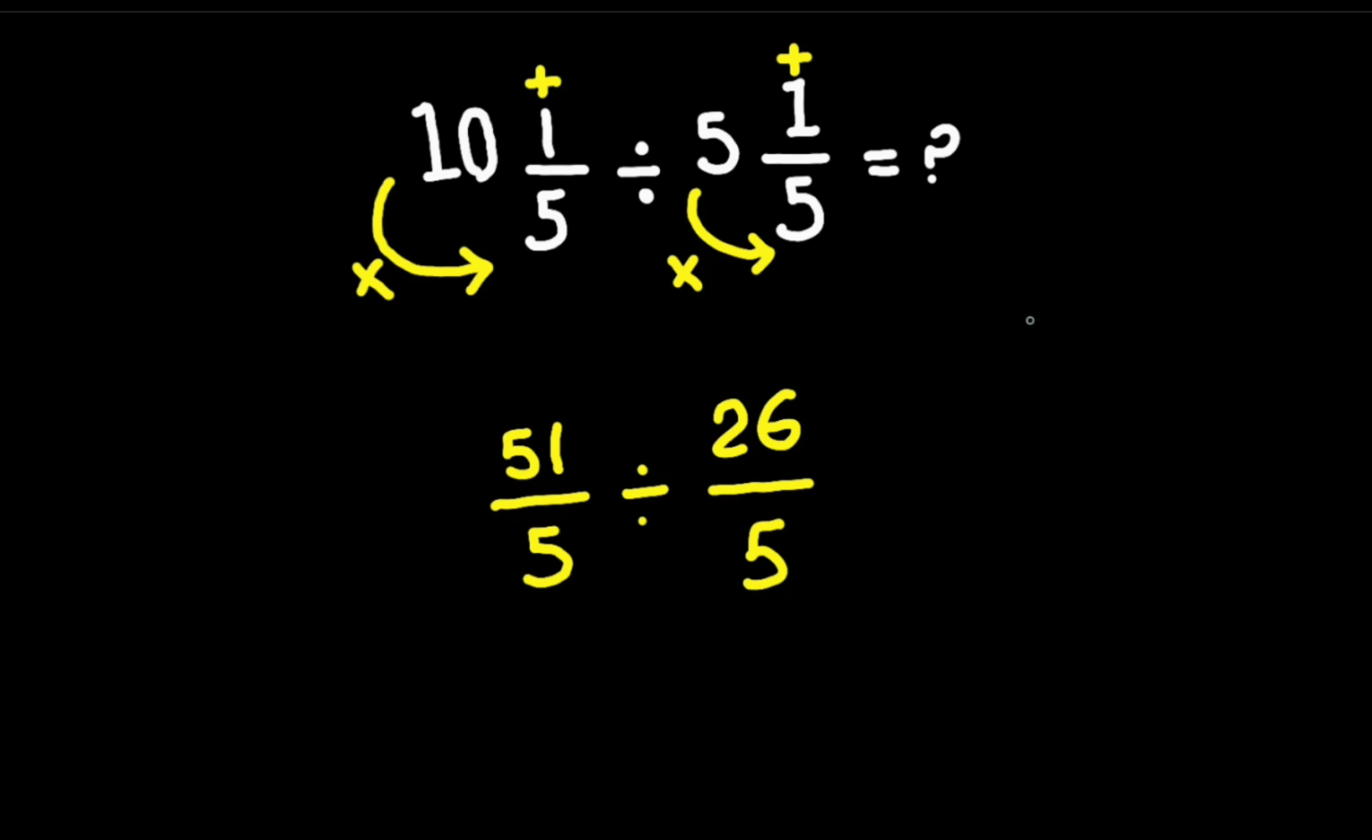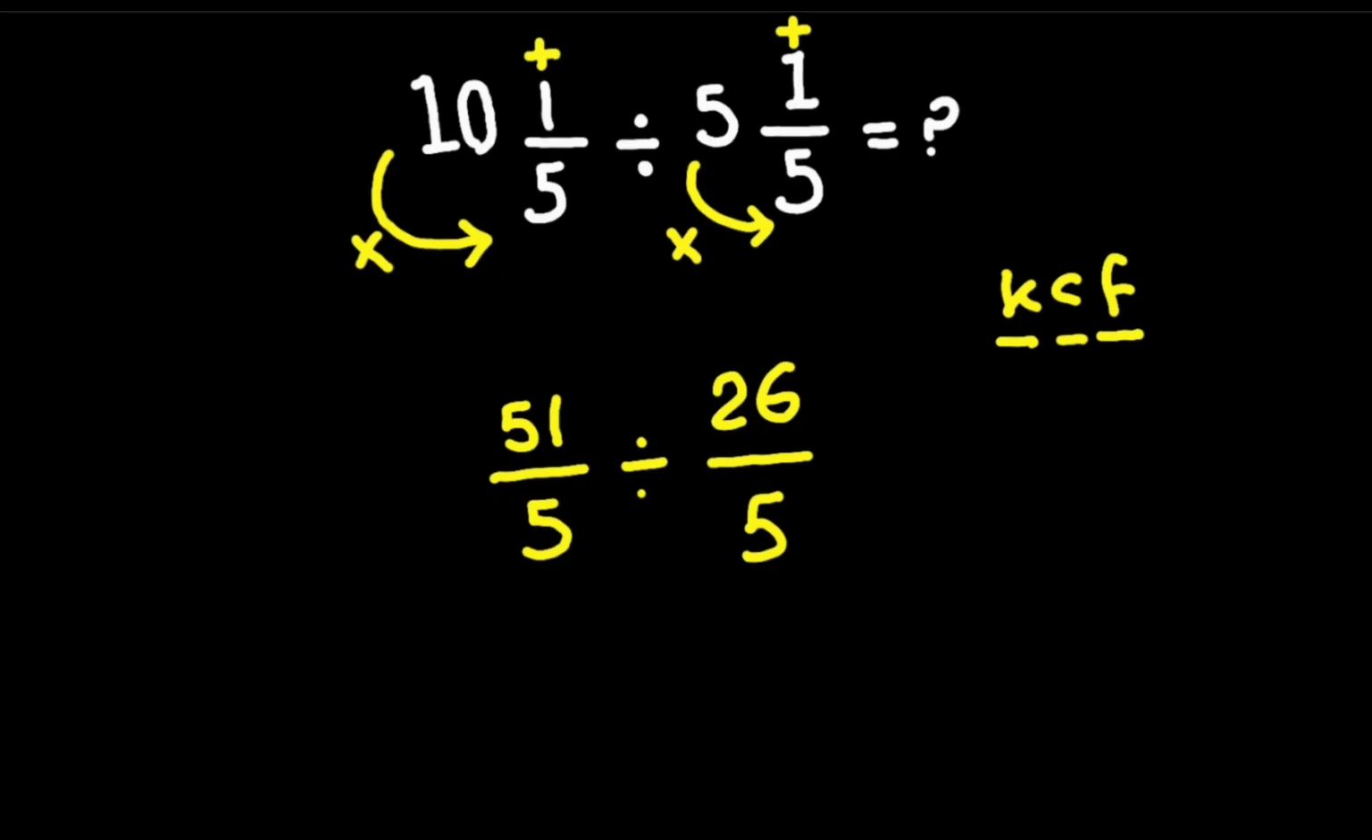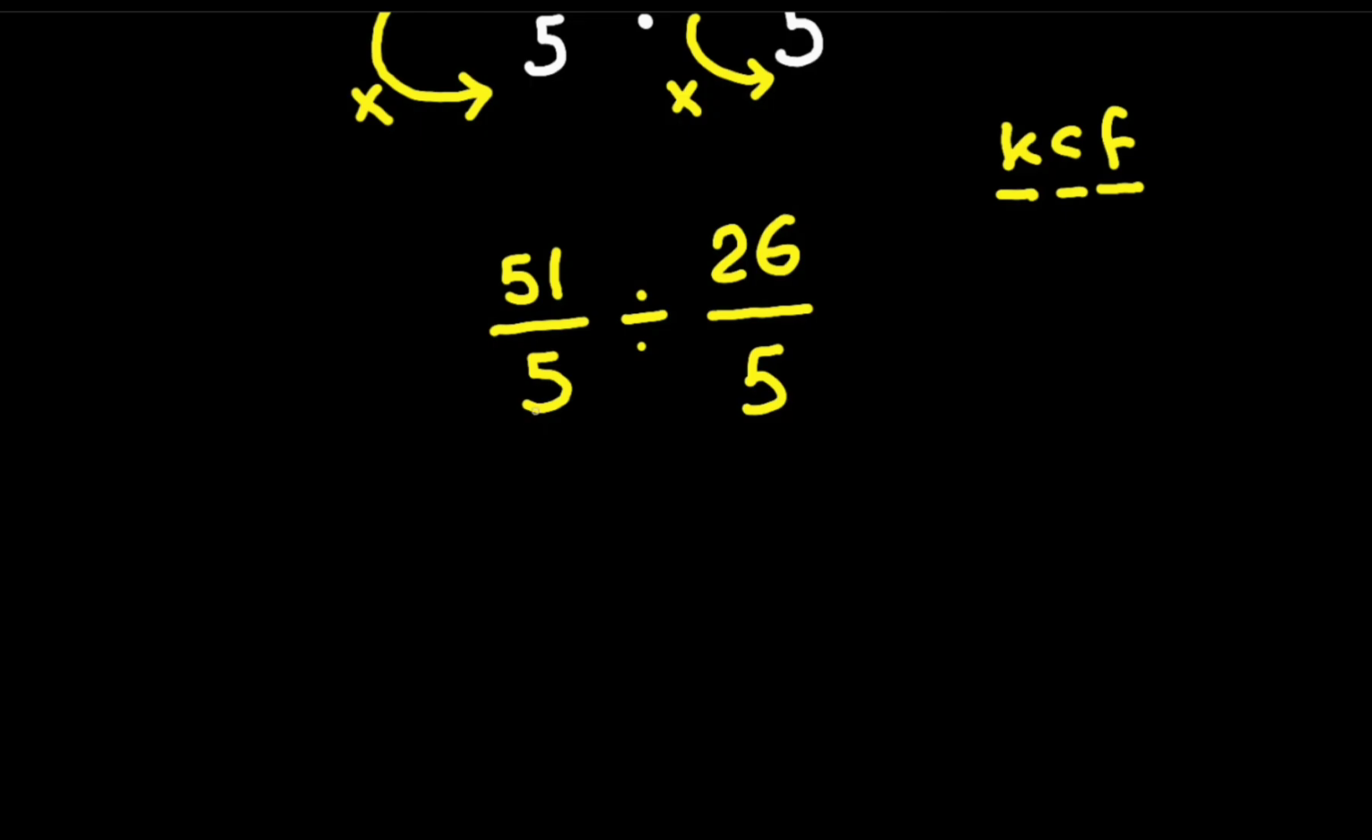So according to the KCF, that is, keep first fraction, change division to multiplication, and flip the next fraction. So keep the first fraction 51 over 5, change division to multiplication, and flip the next fraction 26 over 5 to 5 over 26.